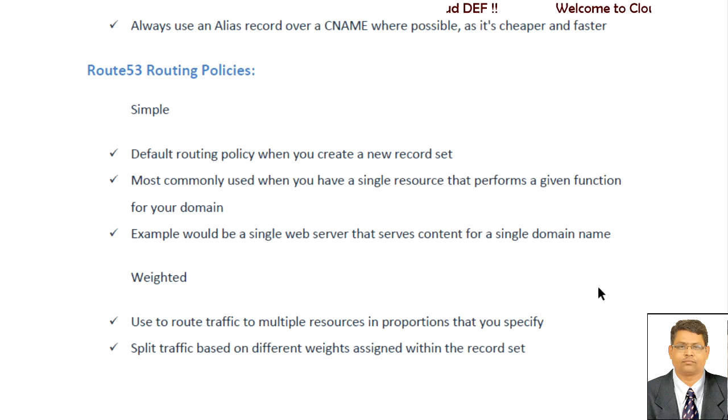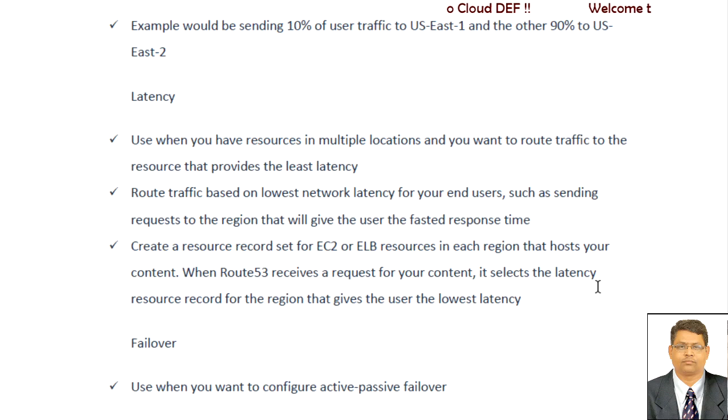Weighted. Used to route traffic to multiple resources in proportions that you specify. Split traffic based on different weights assigned within the record set. Example would be sending 10% of user traffic to US East 1 and the other 90% to US East 2.